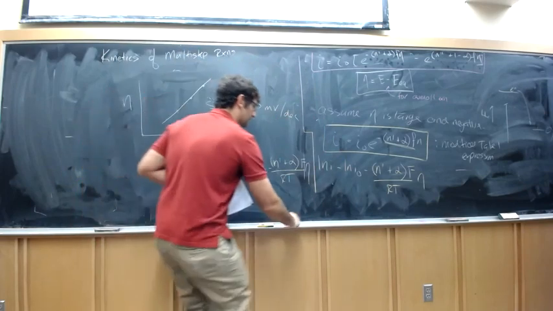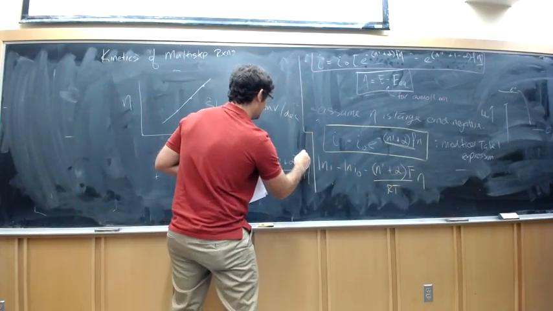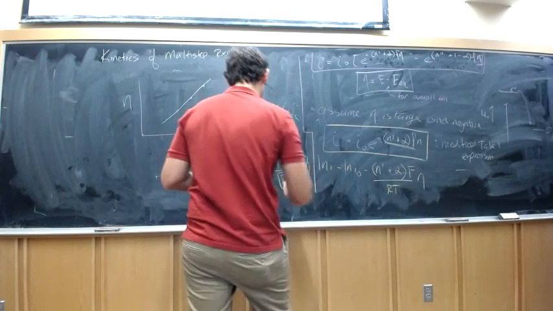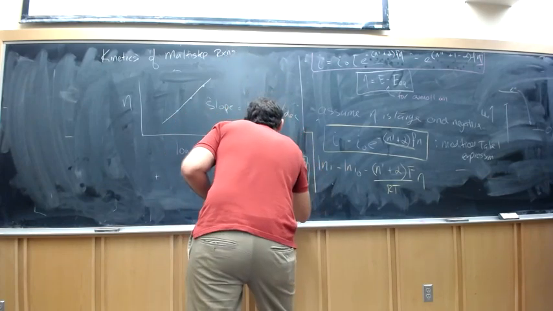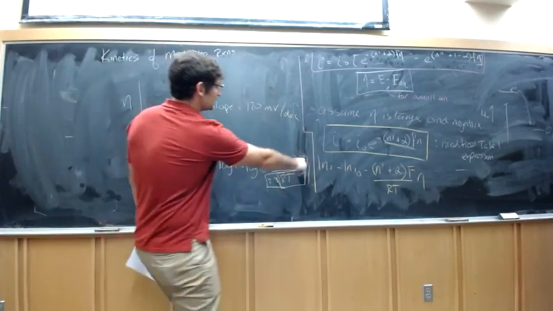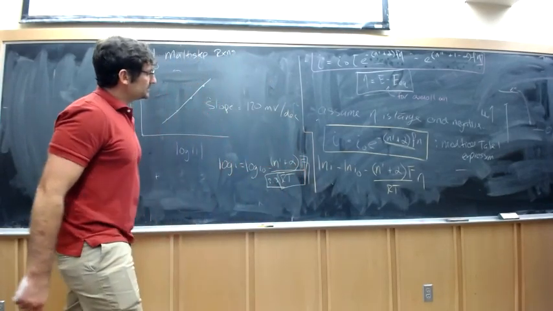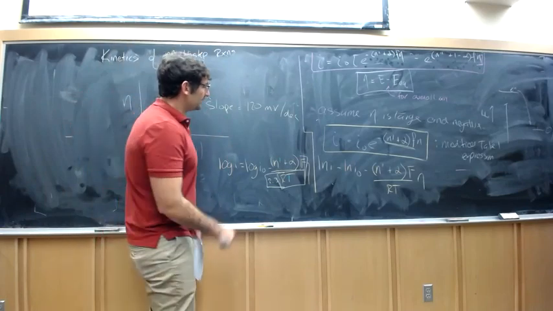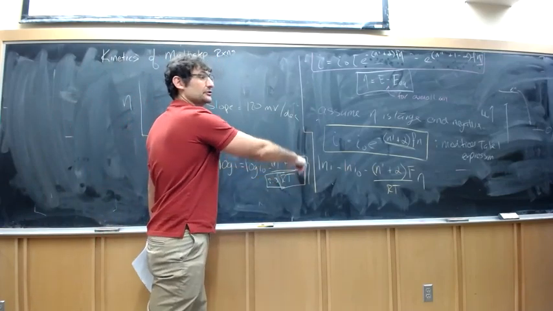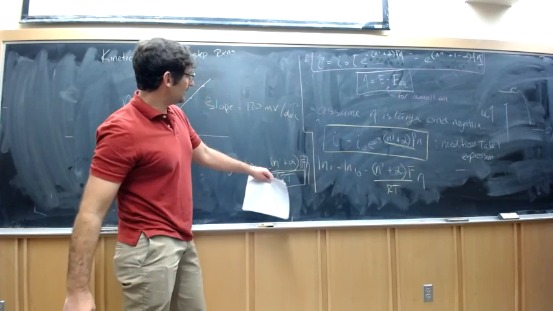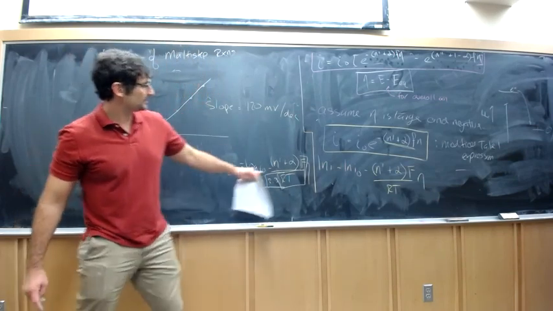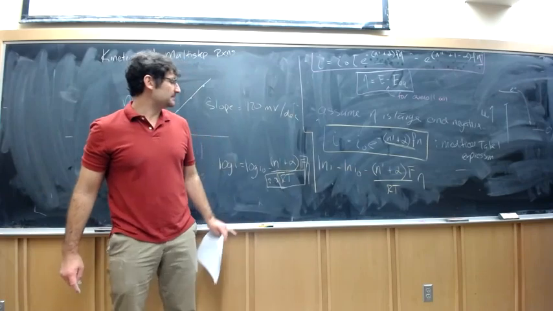And this part here, what's f over RT? Do you guys remember? Oh, there should be a 2.3 in there somewhere. Yeah, 2.3 down here. Sorry. 2.3 RT. You guys remember what that is? So this is just 60 millivolts. And so what you can see is this whole thing is the Tafel slope, right? So you can tell if you have a Tafel slope of 120 millivolts per decade, n prime plus alpha has to be equal to what?